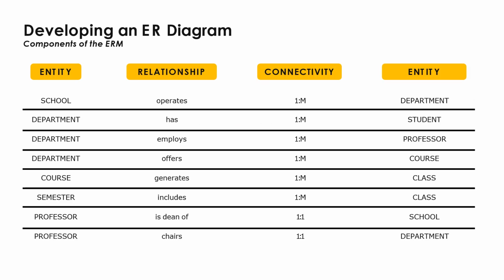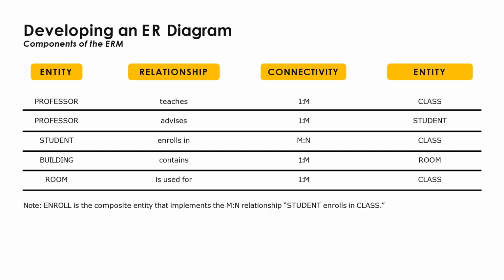In developing an entity relationship diagram, we need to identify the business rules and translate them into the entities, relationship, connectivity, and entity that we are going to implement in our model. So everything that we have discussed in the previous slides are captured and summarized in this table. This one is a continuation of the table in the previous slide.